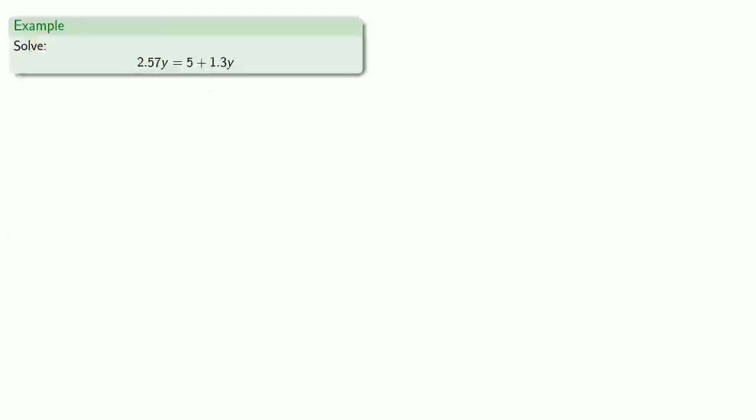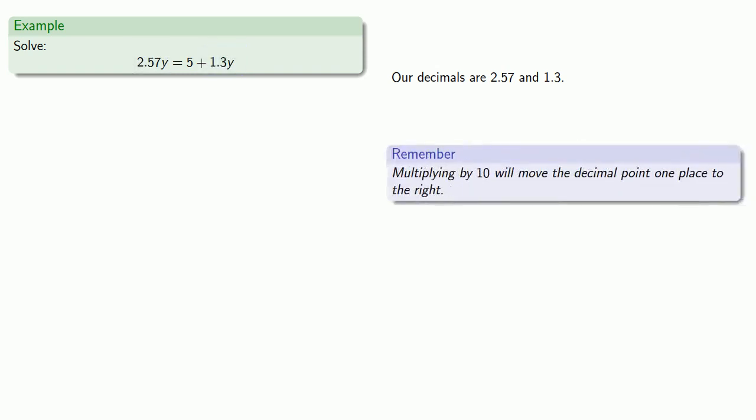For example, let's try to solve 2.57y equals 5 plus 1.3y. So our decimals are 2.57 and 1.3. Remember, multiplying by 10 will move the decimal point one place to the right, and since one of our numbers, 2.57, has two digits after the decimal point, we need to move our decimal point two places. And so, to eliminate the decimals, we need to multiply by 100.